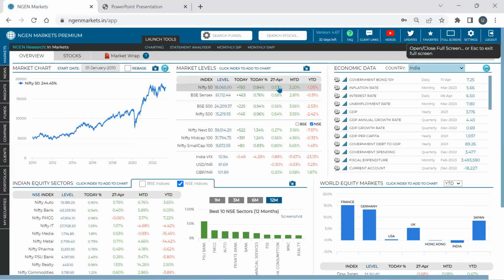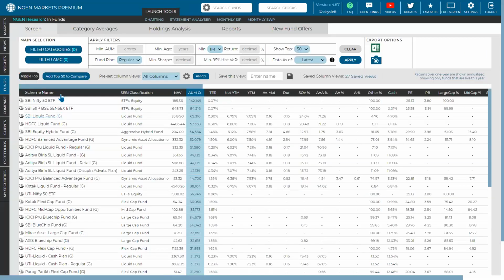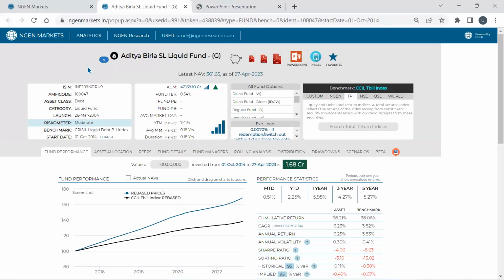So specifically now, as you can see, this is the Engine Markets terminal. And if you want to analyze any mutual funds, there are several ways. I'm just going to show you the basics of loading analytics for a mutual fund. One way is to directly look at the fund section, and you can click on the fund and the fund opens up in one single tab. So this is one way.